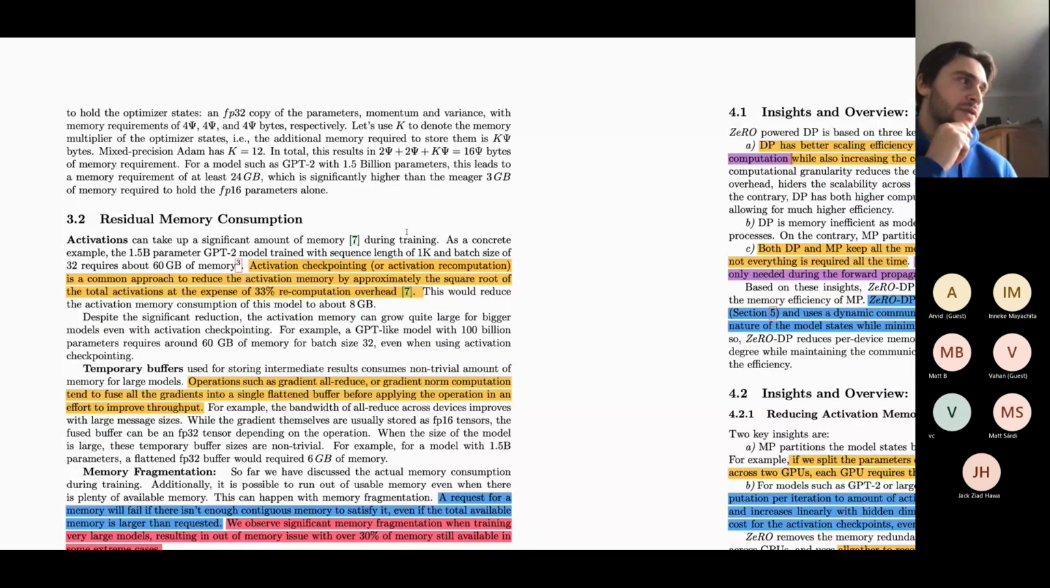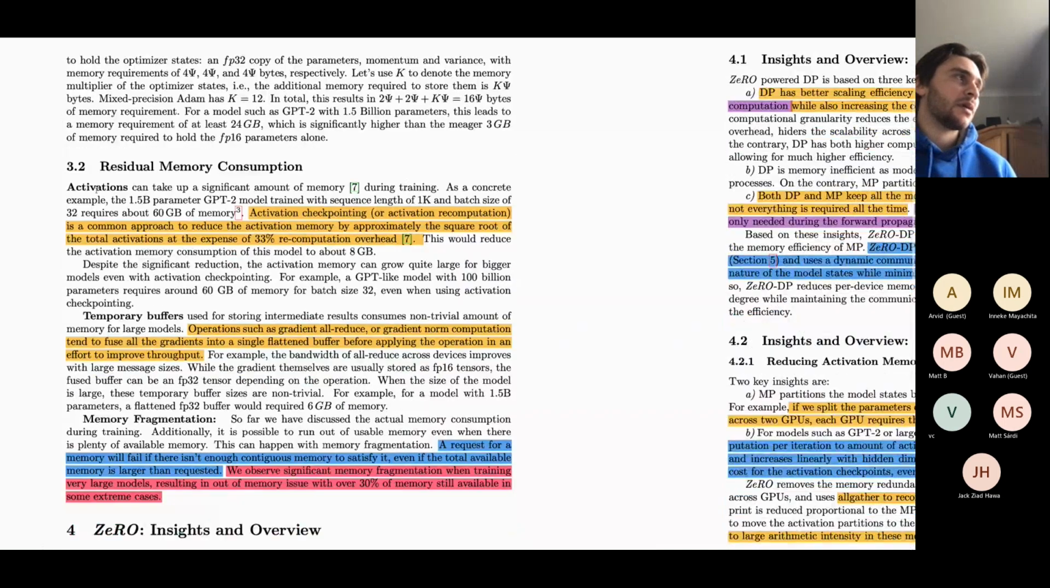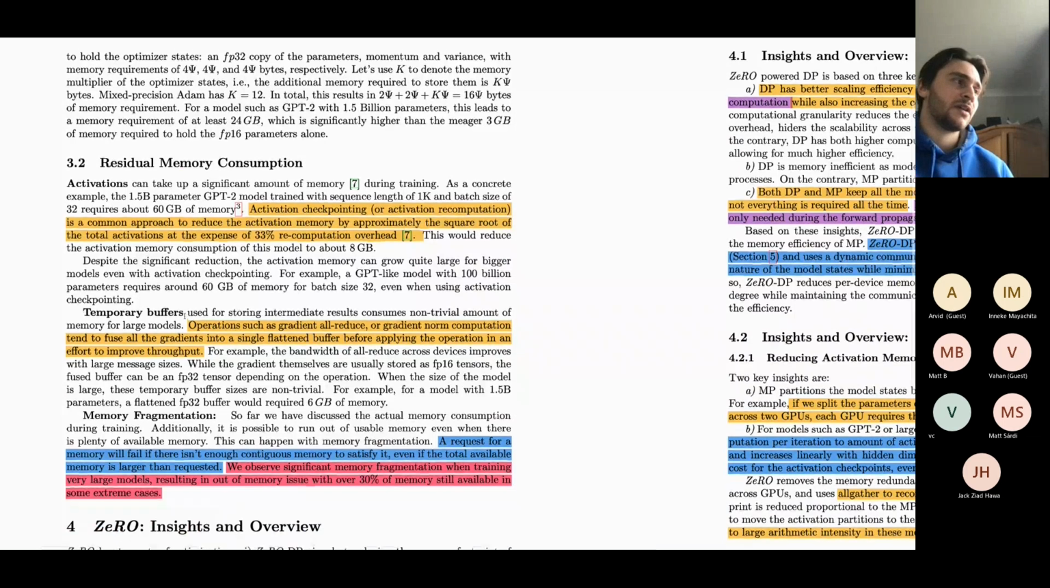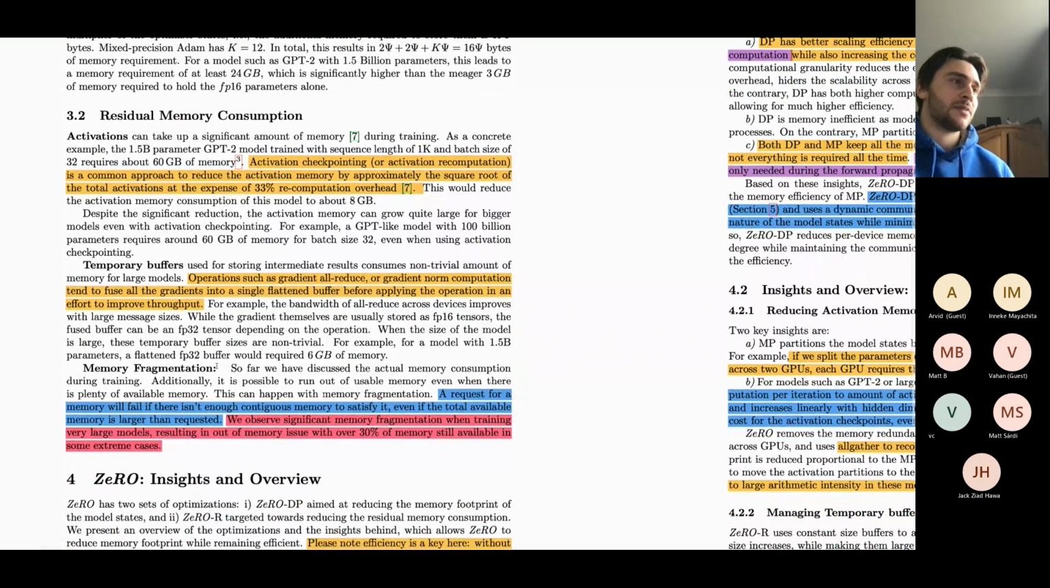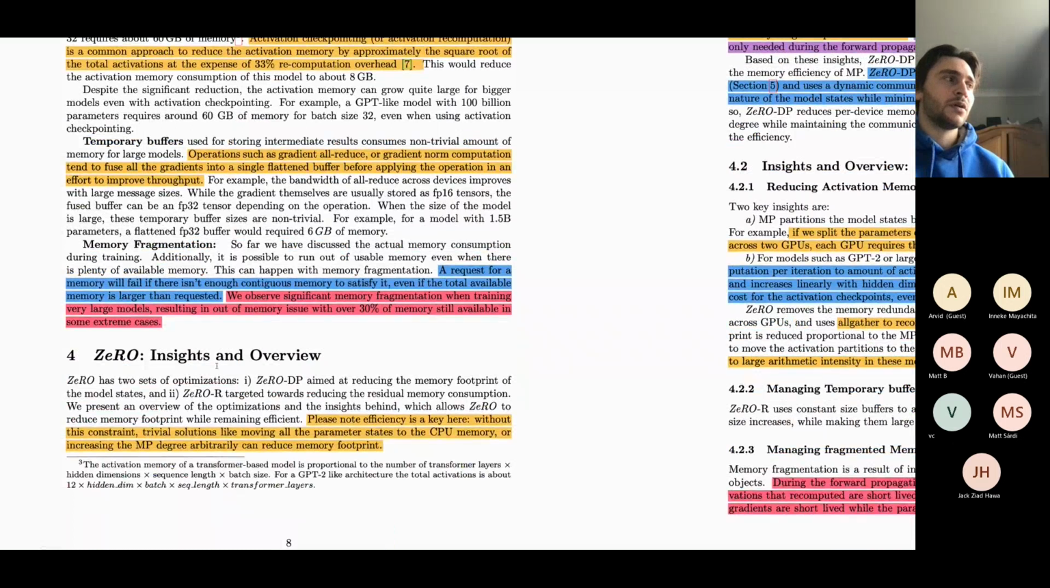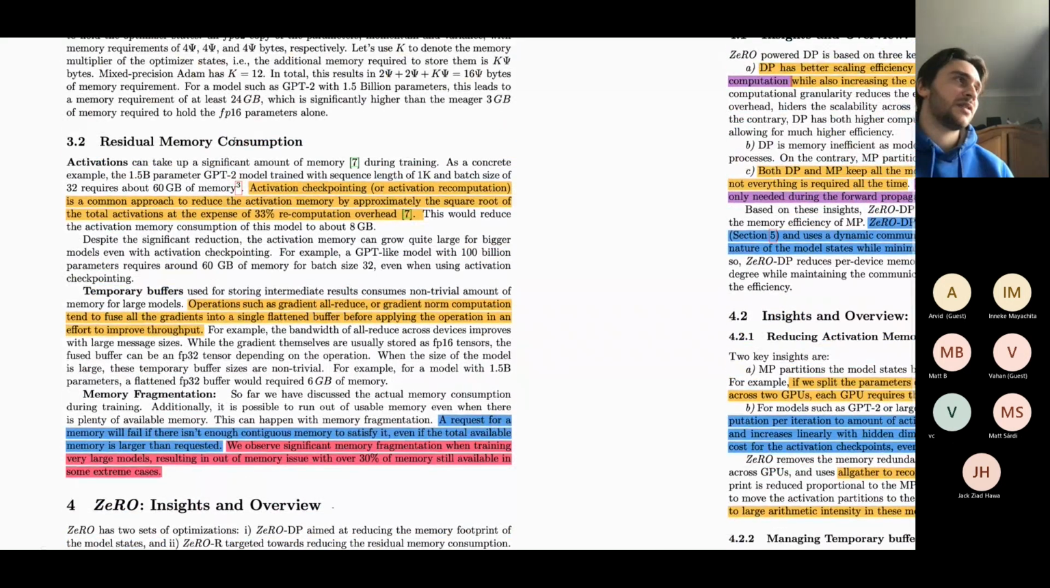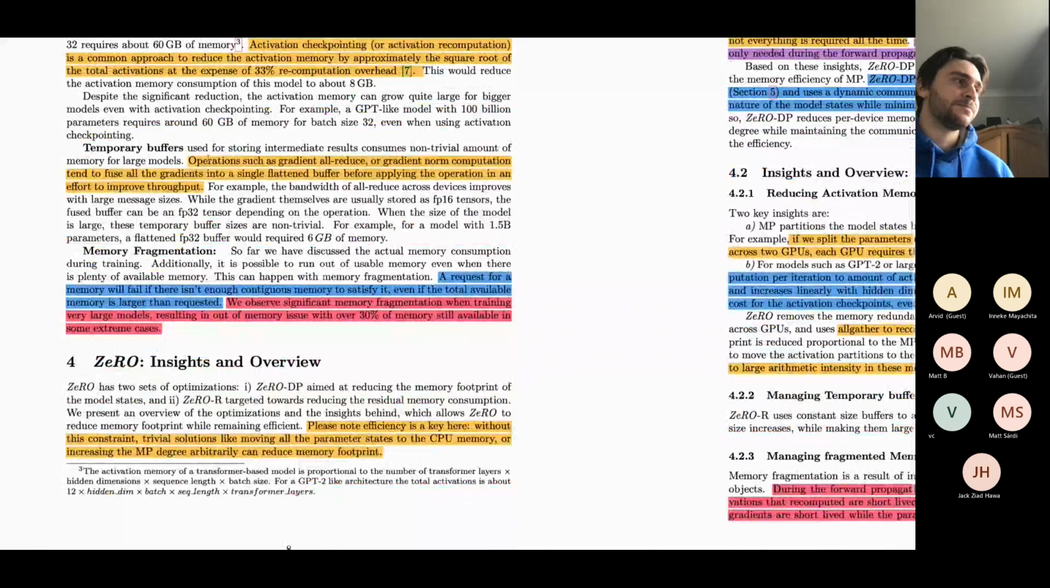And then for residual memory, the things that take up memory are just activations. We've talked about it a little bit before. Something else that can cause memory usage is buffers used during training, and that's just because they can explode in size unless they're regulated. And memory fragmentation, where there's not a lot of contiguous memory available. So that's stuff related to residual memory consumption.